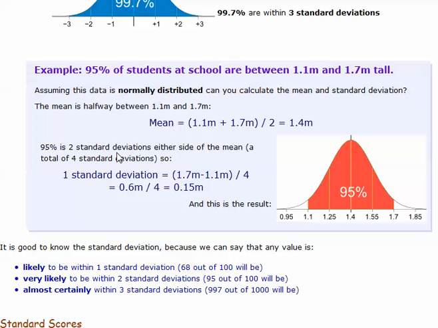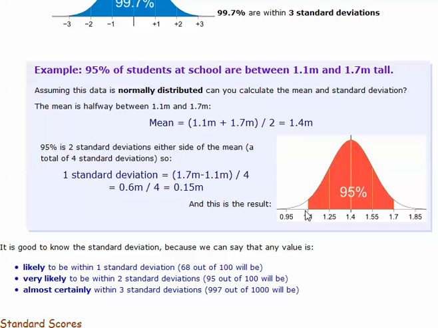Let's look at an example. 95% of students at school are between 1.1 meters and 1.7 meters tall. Assuming that this data is normally distributed, you can calculate the mean and the standard deviation. The mean is halfway between 1.1 meters and 1.7 meters because 95% matches the picture of the normal distribution curve that's 2 standard deviations away from the mean.